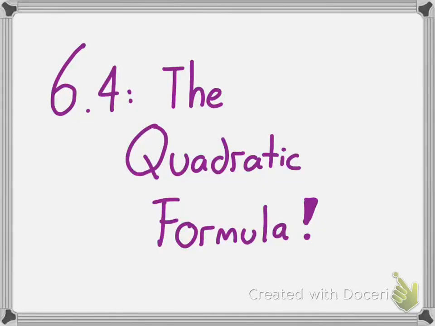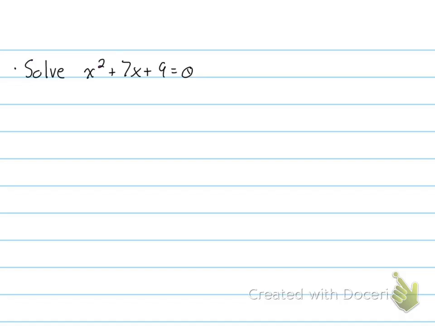All right, in 6.4, we're going to learn about the quadratic formula. So let's say we want to solve the equation x squared plus 7x plus 9 equals 0. So I might think about factoring this. So I would want two numbers that multiply to 9 and add up to 7.